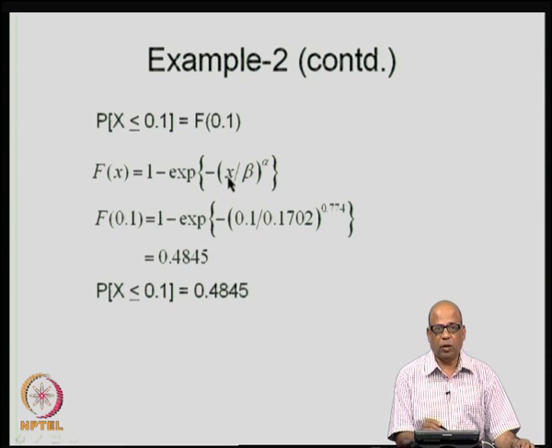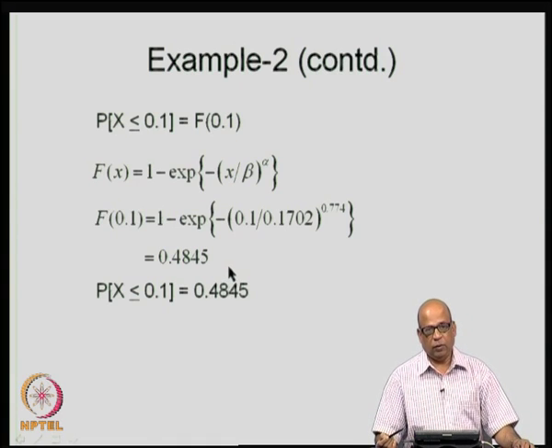This x is that particular value of x that we are interested in, which is 0.1 in this case, and beta is estimated here as 0.1702 and alpha is estimated here as 0.774. So, we substitute these values and get F of 0.1 is equal to 0.4845, or probability of x being less than or equal to 0.1 is 0.4845.